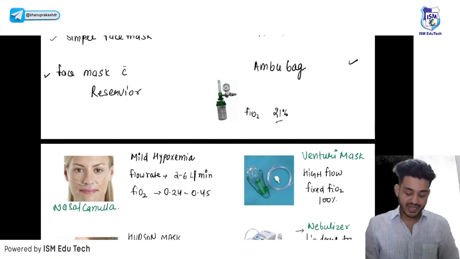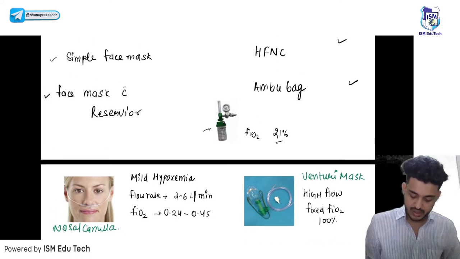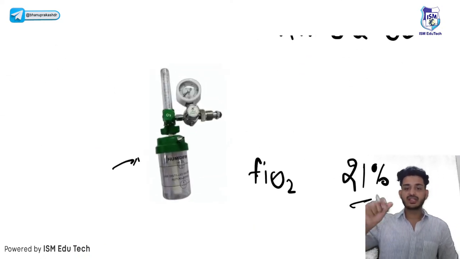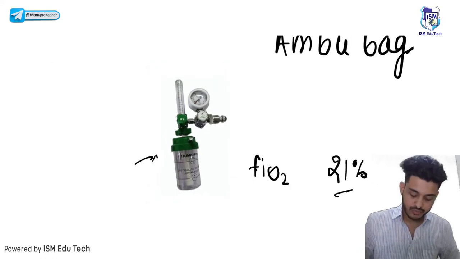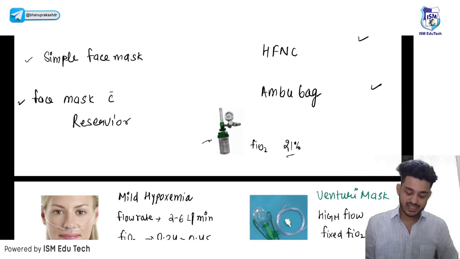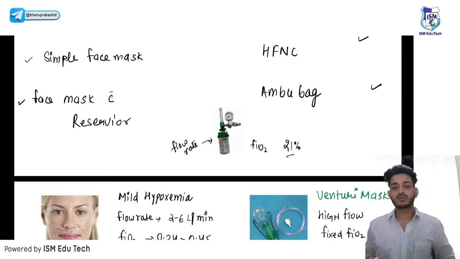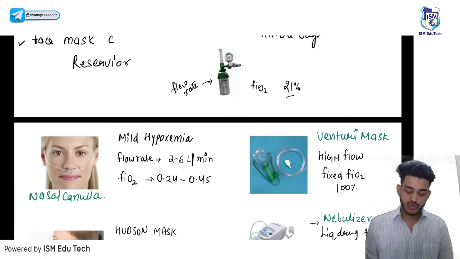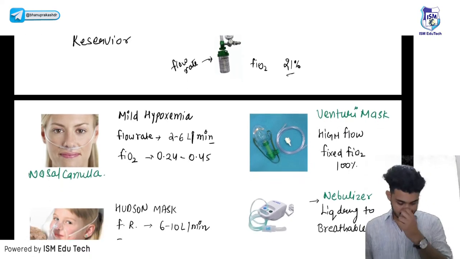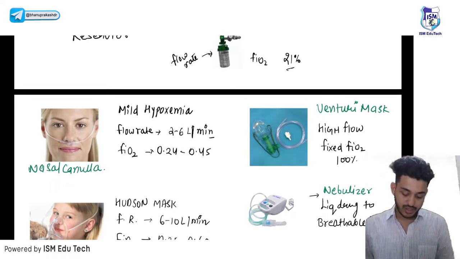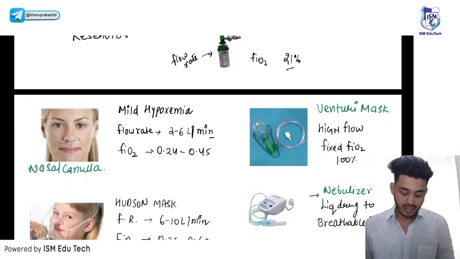So for mild hypoxemia, what is the flow rate? This is the flow meter. We have seen 10 liters, 15 liters. Here is the knob, we can open it. This is the flow rate. Flow rate is how much gas is coming. Flow rate for nasal cannula will be asked, right? They are asked in FMG as well. So flow rate will be 2 to 6 liters per minute for mild hypoxemia.